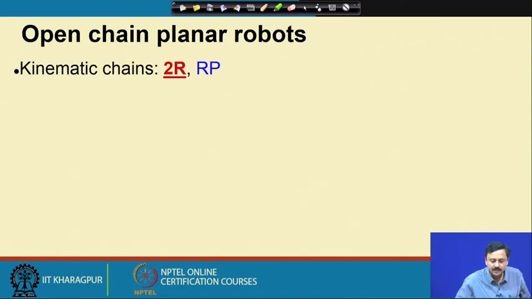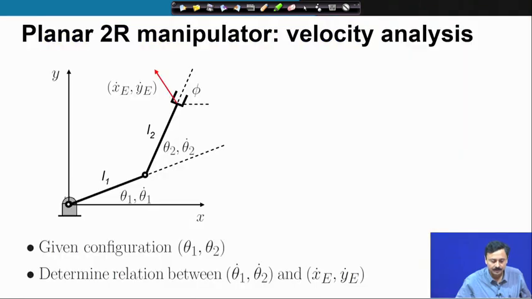Under open chain manipulators, let us begin with the 2R manipulator, which means there are two revolute pairs, RR. This is the schematic of the manipulator with various definitions. Let us go through them. We are given this configuration theta 1 and theta 2. This angle is theta 1, and remember this angle measured from the extension of link 1 to link 2 is theta 2. So, we are given the configuration.